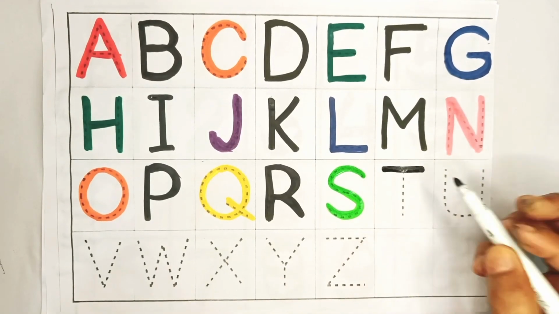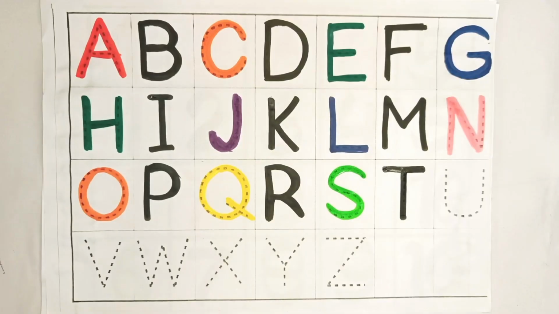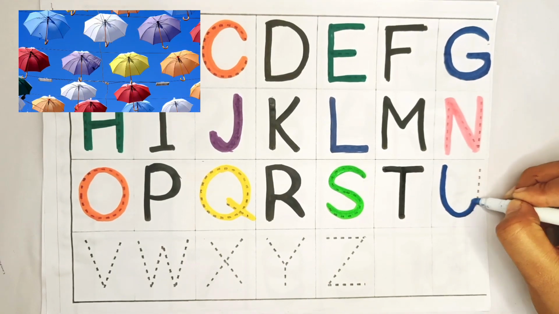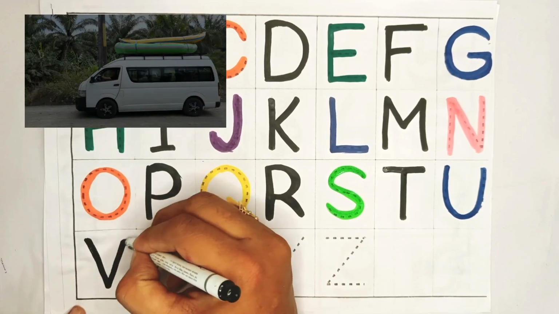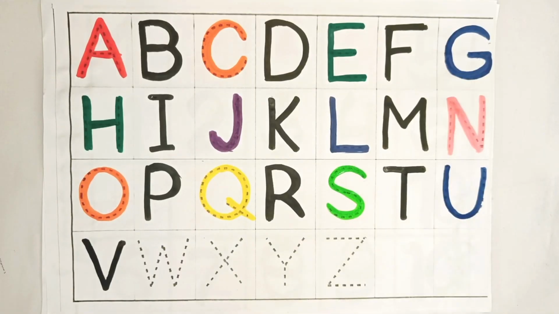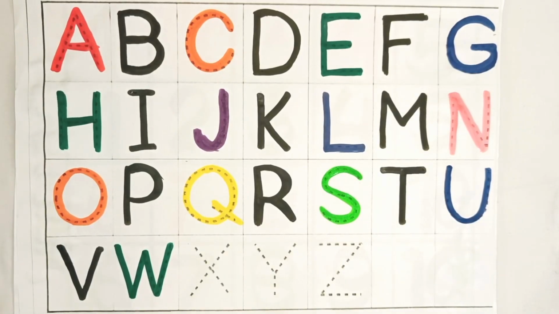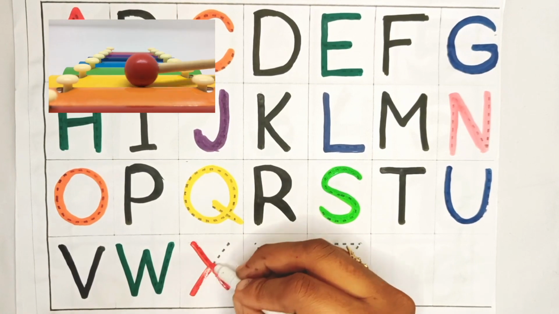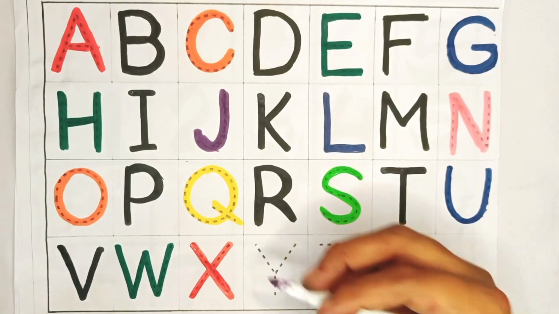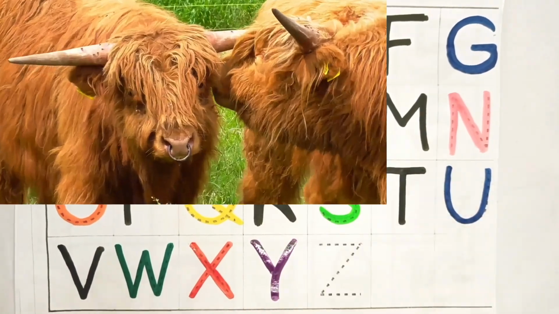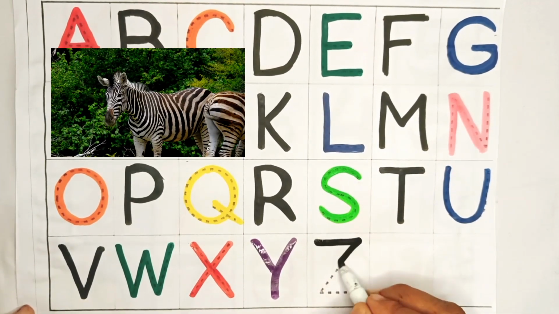T for train. U for umbrella. V for van. W for watch. X for xylophone. Y means yak. Z for zebra.